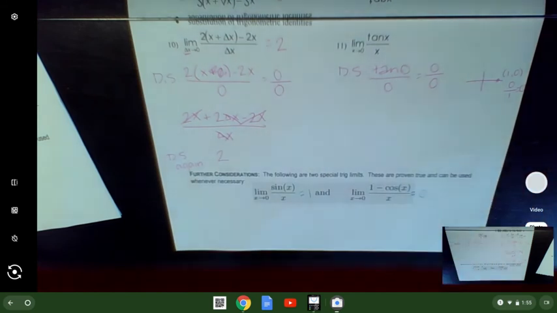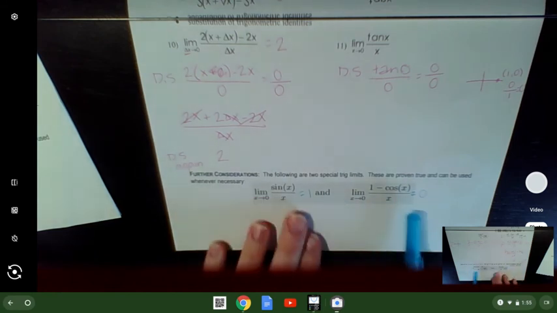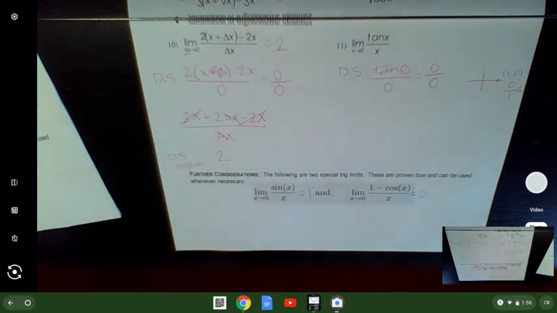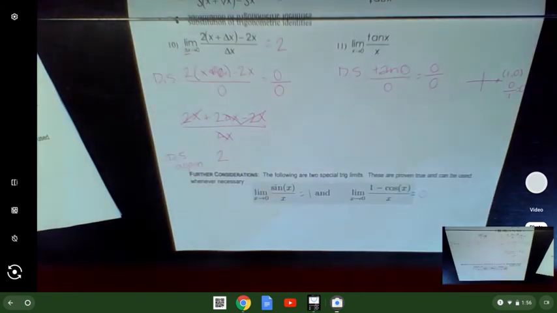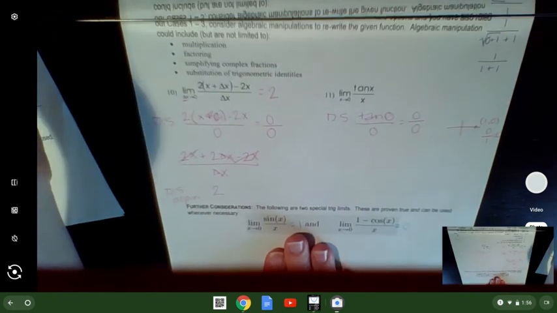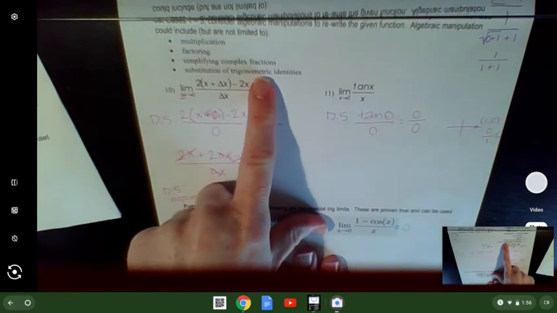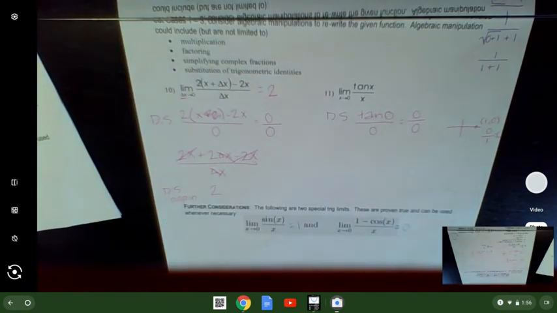As long as you just take those for what they are, you're golden. Later on, those of you taking calculus will prove why these are what they are, but you need calculus to do that. These are actually going to help us right here. Using trig identities can absolutely help us find limits when we get indeterminate form.